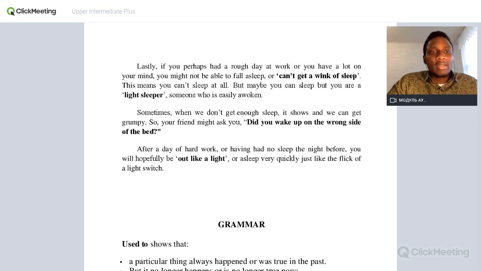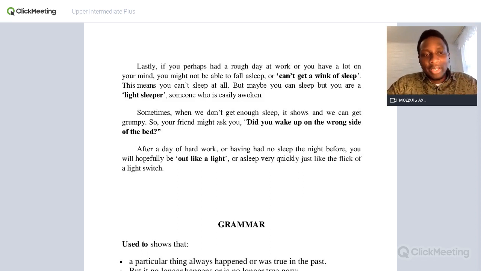Now, after you've really worked hard, or after a hard day's work, or you didn't sleep well the previous night, it means you'll hopefully be out like a light, or asleep very quickly, just like the flick of a light switch. What is a light switch? It's what you have in your house, and it's like a button. You press it, and the light goes on and off.